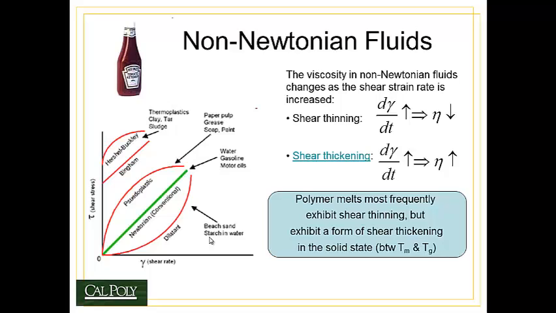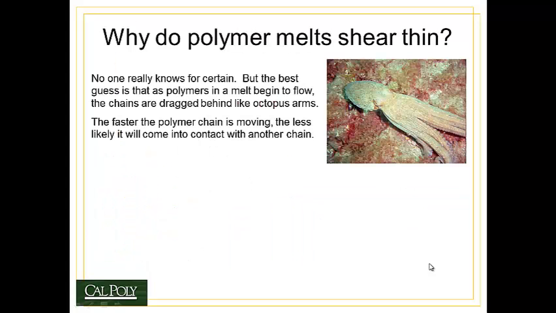Polymer melts often exhibit shear thinning, but typically do this in the melt state above the melting point, and exhibit a form of shear thickening in the solid state between the melting point and the glass transition state.